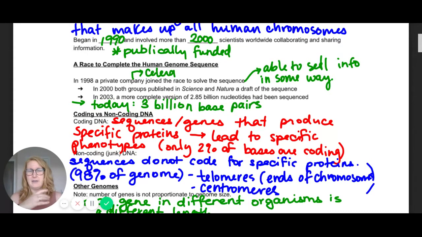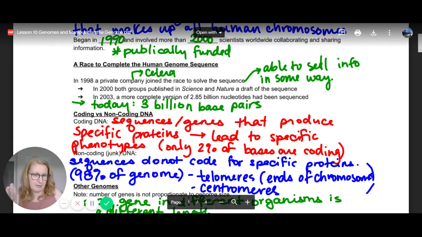They started in 1990. Around 2000, they eventually came to figure it out. So it took about 11 years, as I said. There was a private company as well as a public group of scientists working to do that. And of course, in the private sector, those companies are aiming to sell the information in some way and can make lots of money off of doing so.